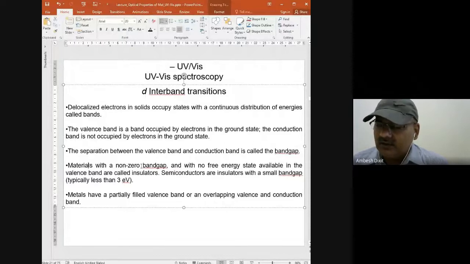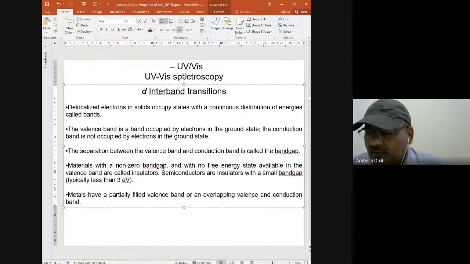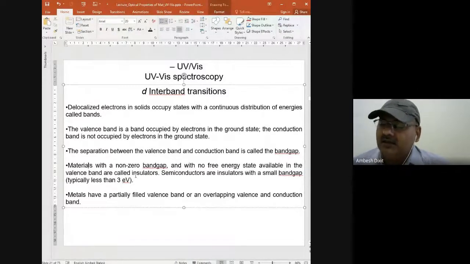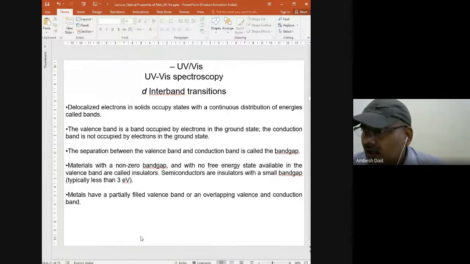So materials with a non-zero band gap and with no free energy states available in the valence band are called insulators. Interesting, right? Materials with free energy states available in their valence band are called metals. They are not insulators. So, for example, you might have seen the definition of metals, which I would like to change from today for all of you.